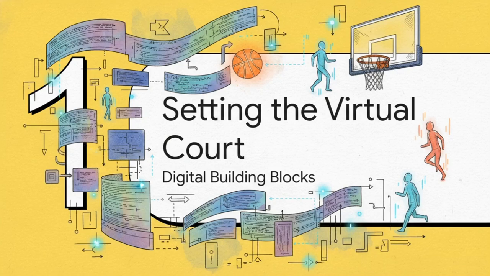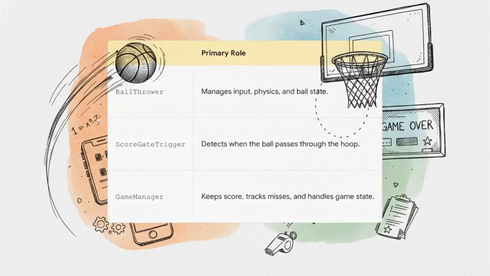Okay, first things first. Before we can even think about shooting, we've got to build the court, right? This is all about understanding the basic pieces that make our game world work. So the whole show is basically run by 3 main C# scripts, and each one has a very specific job. You've got the BallThrower, which you can think of as the star player. It's handling all your input and the actual physics. Then there's the ScoreGate trigger. That's our referee. Its only job is to watch if the ball goes through the hoop. And finally, the GameManager, well, that's the coach, keeping score and running the game from the sidelines.